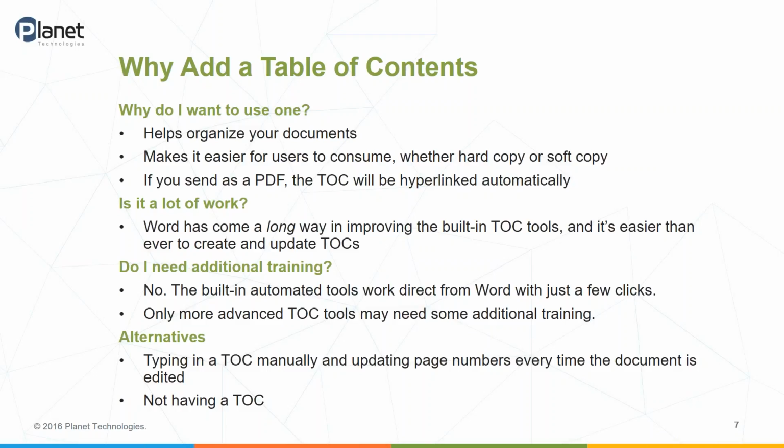You type them in manually, and you manually go in and add and update those page numbers every time a change is made. You don't have a TOC at all in your document, or, like I said, you find a third-party tool that you feel more comfortable with. None of those are really great alternatives. Word has come a long way, and I think natively in the document, except for certain edge cases, you're going to find everything that you need to create a great table of contents, a great index directly within Word.